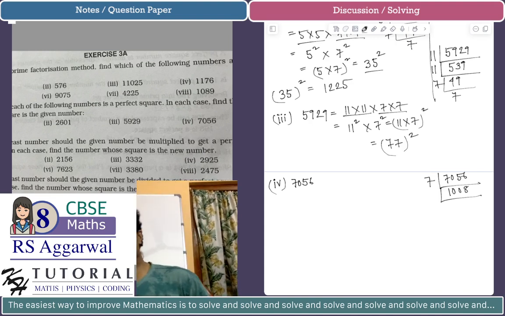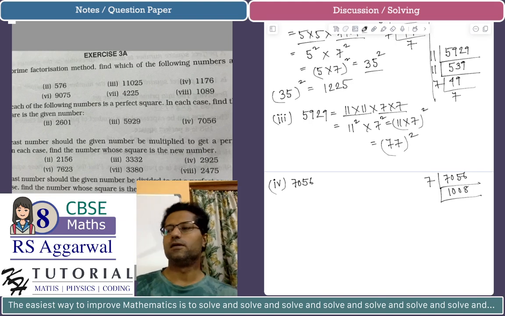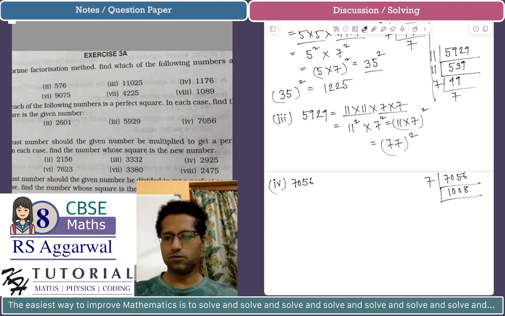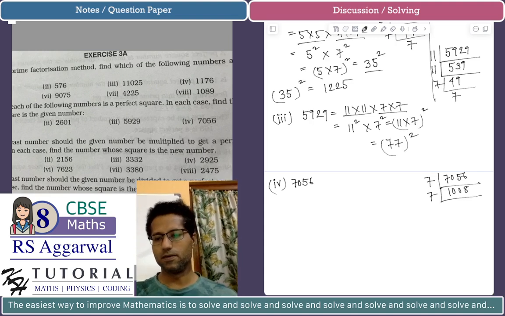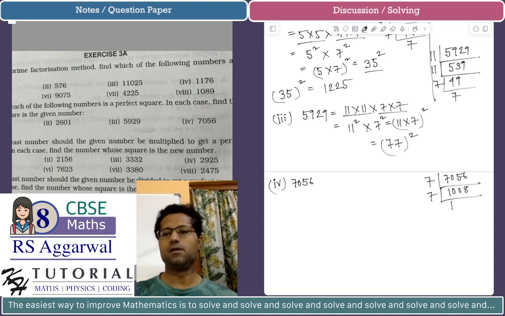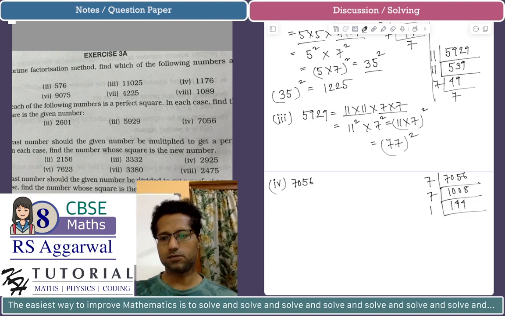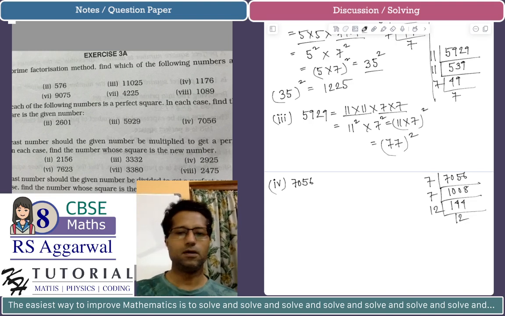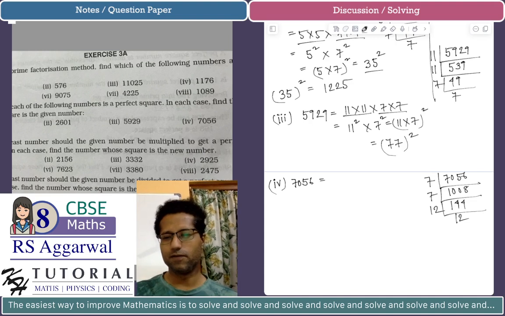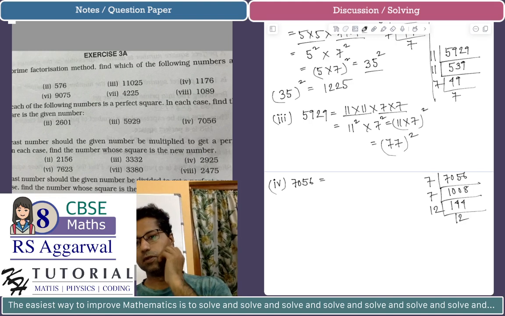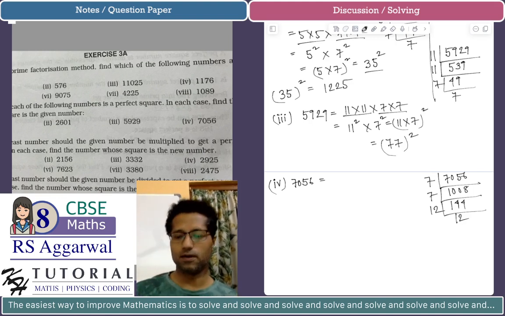So if 7 is a factor of 7056, definitely 7 will also be a factor of 1008. So we can easily divide by 7. So this is 144, and clearly we see this is 12 and 12. Even though we are not actually doing prime factorization, because 12 is not a prime number, it has to be expressed as 2 into 2 into 3, I hope you are getting the idea.